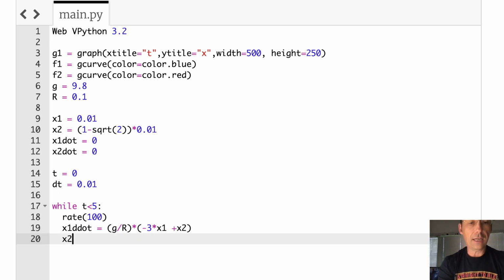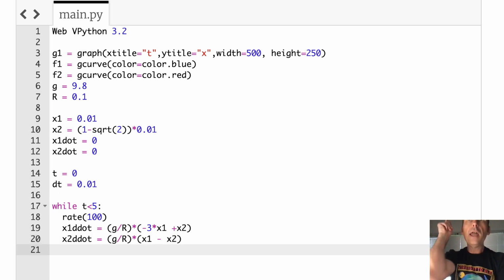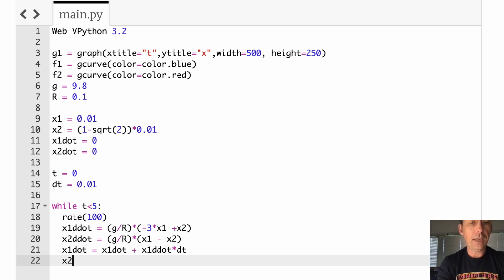And then let's calculate x2 double dot, and that's going to be equal to g over r times x1 minus x2. Now that I have x1 and x2 double dot, I can calculate x1 dot, x2 dot. So x1 dot equals x1 dot plus x1 double dot times dt, and x2 dot likewise. I normally work these out beforehand and I didn't. So if this works, I'll be very happy.